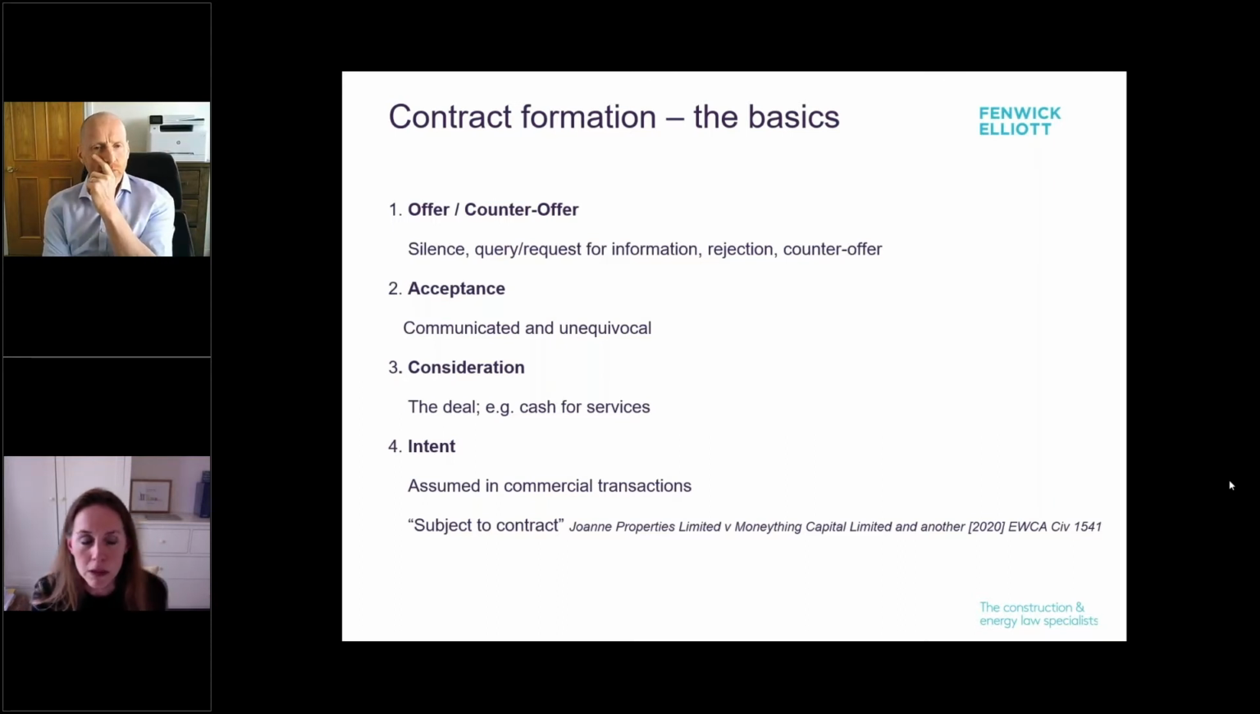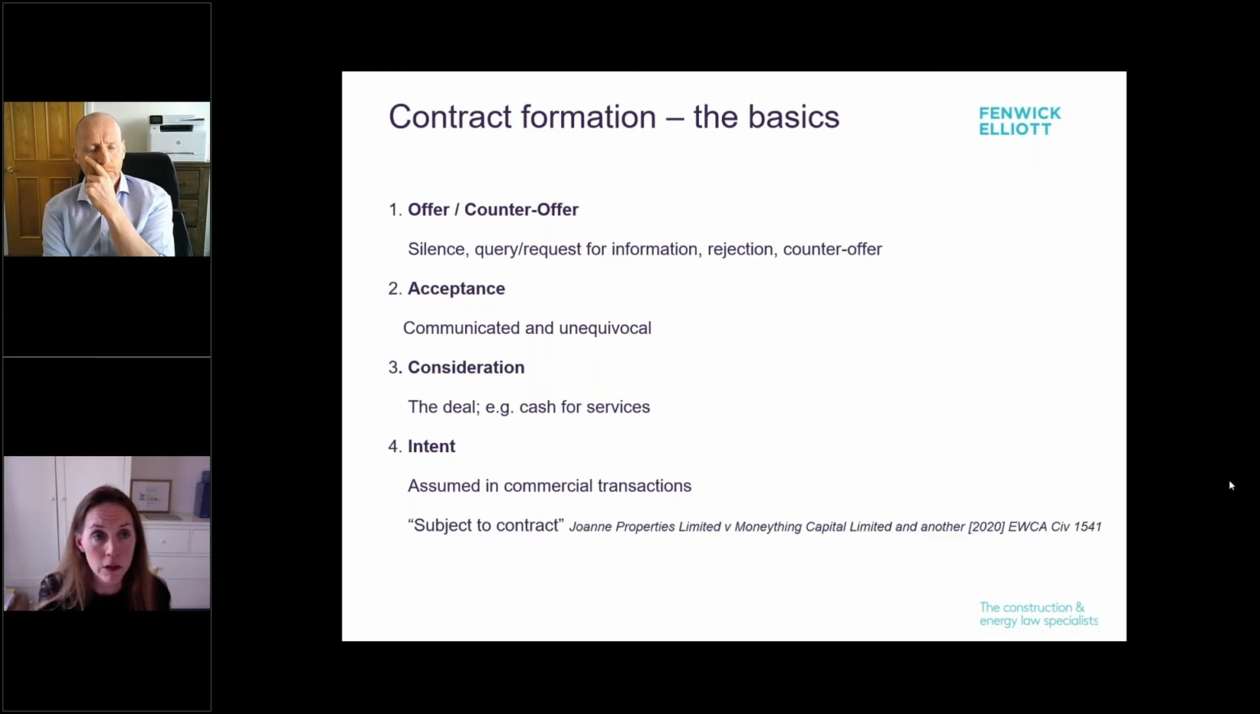I'm taking them out of order because it suits my purposes here. The consideration is the deal. So that's the bit where the parties are exchanging something for value. And that's generally cash for construction works or services in our situations. Intention is also sometimes quite straightforward. It is generally assumed that there is intention to create legal relations in commercial transactions, unless there's evidence to show that that intention isn't there.